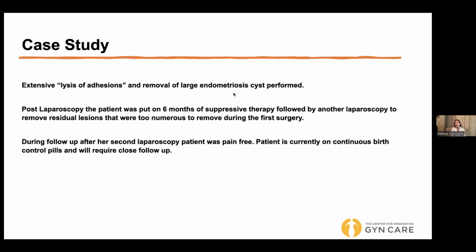Also remember that if you're on a birth control pill, you're really not ovulating. So even if you're feeling pain at a certain time of the month, you're not ovulating. So it's definitely not ovulation pain.